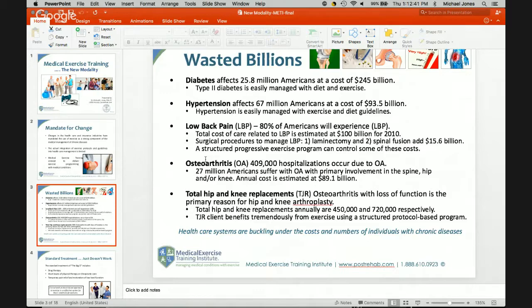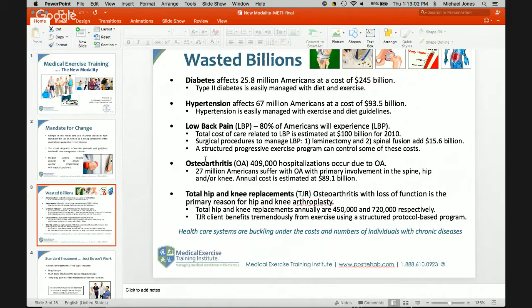Diabetes affects some 25.8 million Americans at a cost of roughly $245 billion. Now, these statistics are a couple of years old. We know that diabetes type 2 can be easily managed with diet and exercise. Hypertension affects 67 million Americans at a cost of $93.5 billion. Hypertension is easily managed with exercise and diet.